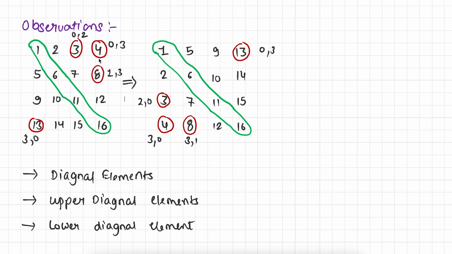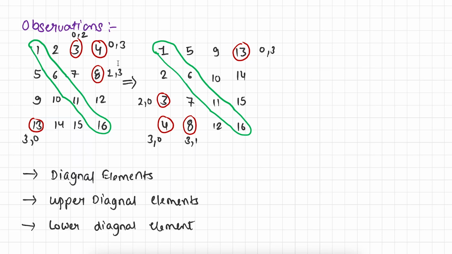The positions of these elements are like this: for 3 it is 0, 2, meaning row 0 and column 2. The location of element 4 is 0, 3, meaning row 0 and third column. And the location of 8 is first row and third column.